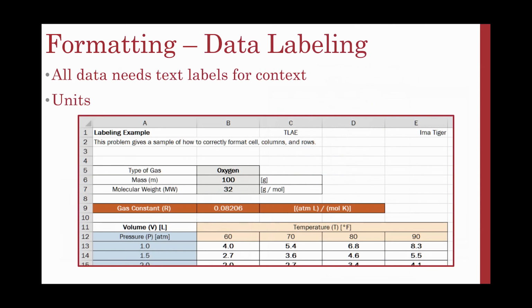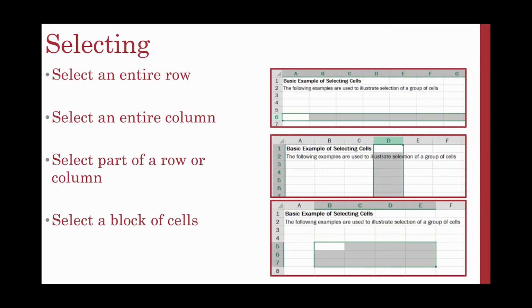You can format your data labels, so all data have text labels for context and your units. For example, you have volume, its variable is V, and its units are liters. Otherwise, you're not going to know what units you are working in.